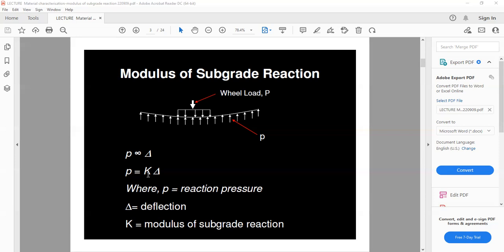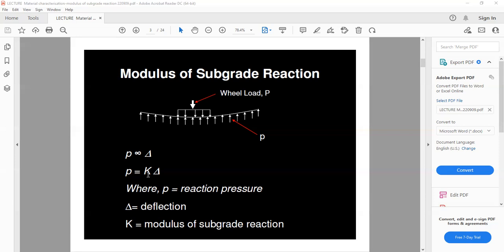Yes, for the sake of simplicity, we can say that it should be Newton per meter square per meter, but actually it's not. Deflections cannot be in meters. They should be in micrometers or millimeters. Because if the deflections are a meter, I'm sorry, this is no pavement. The pavement has failed long ago.